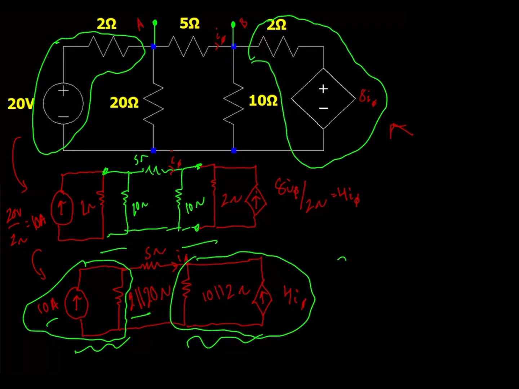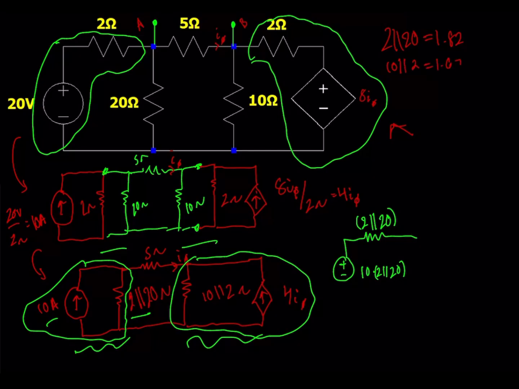So in green here, this voltage source will have a value of 10 amps times the 2 and 20 ohm in parallel combination, and then the resistor will still be that 2 ohm parallel with 20 ohms. Now if you do the calculation, this actually comes out to about 1.82 ohms. And then for this 10 ohm and 2 ohm combination, that comes out to 1.67. But for now I'll just keep them as their unsimplified values.